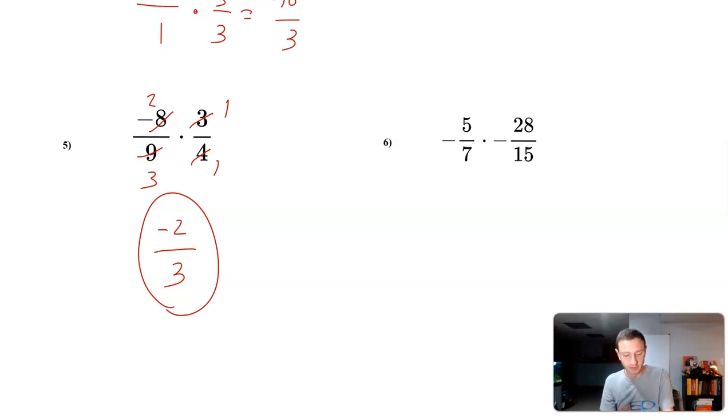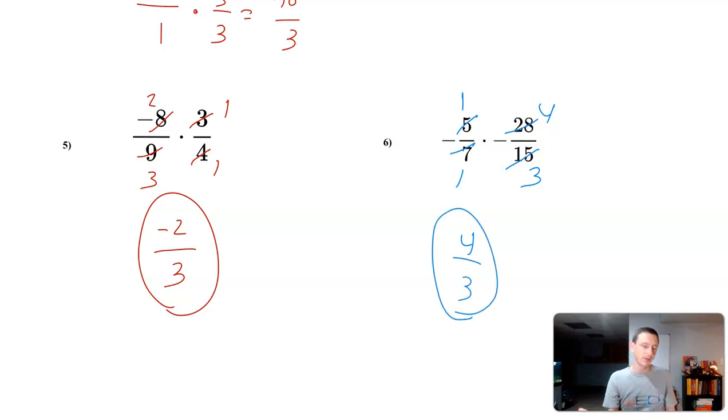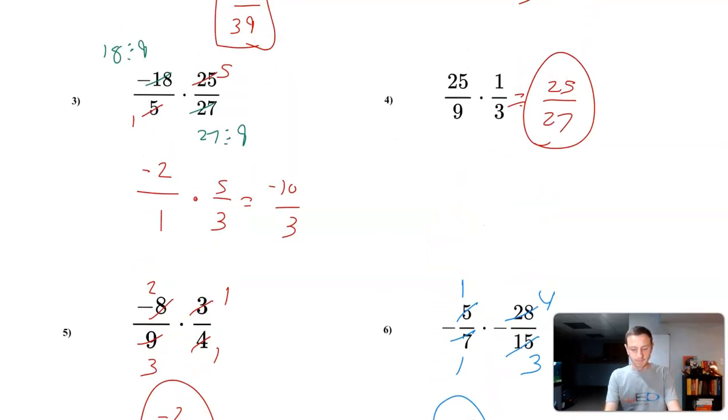Then on this last one, I have a negative and a negative. Negative times a negative is going to be a positive. I have 5 and 15. 5 goes into 5 one time. 5 goes into 15 3 times. And then 7 and 28. 7 goes into 7 once. 7 goes into 28 4 times. So those are going to simplify. And again, negative times a negative is a positive. 1 times 4 is 4. 1 times 3 is 3, so we get 4/3. And if you want to convert that to a mixed fraction, you can, but I'm going to leave it as is. So you get 4/3 there.